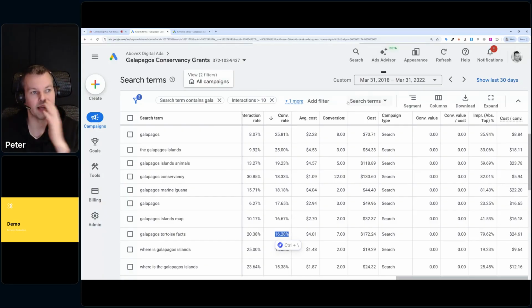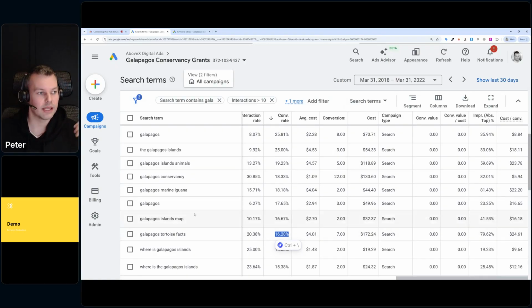So there are different ways of looking at this, but for the sake of simplicity, I'm just showing you how to quickly build a filter like this. And then you should, like I said, focus on keywords with a high conversion rate but low impression share. These are the good candidates to move into the commercial account.